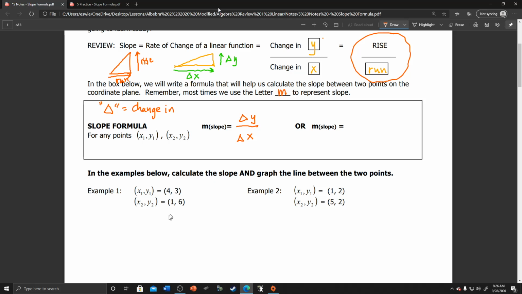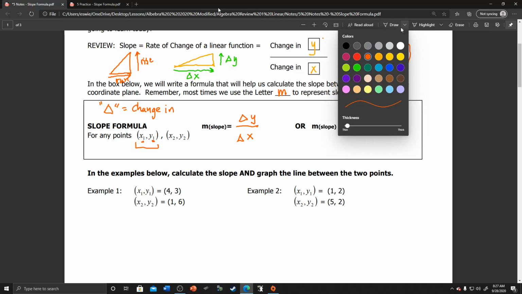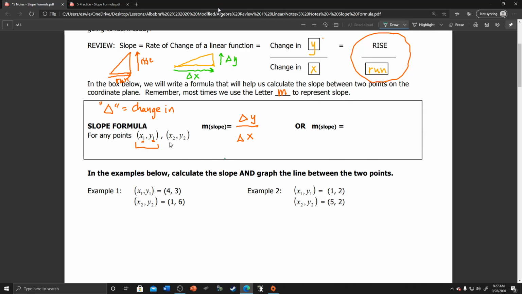So when I'm given 2 points, we're going to use these subscripts to distinguish the points from one another. So this would be the first point, because the x and y value have the subscript 1. And this would be the second point, because the subscript is 2, x2, y2. That's usually how we're going to say this. We just say x1, y1, and then x2, y2.